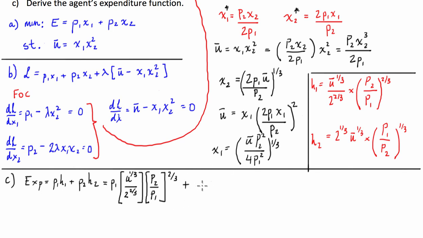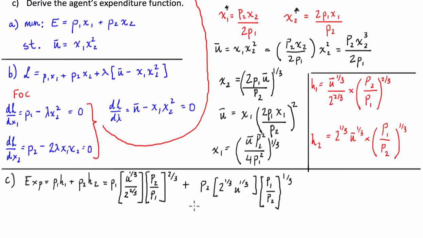plus P2 times the Hicksian demand for 2, which is 2 to the 1/3, u to the 1/3, times P1 on P2 to the 1/3.